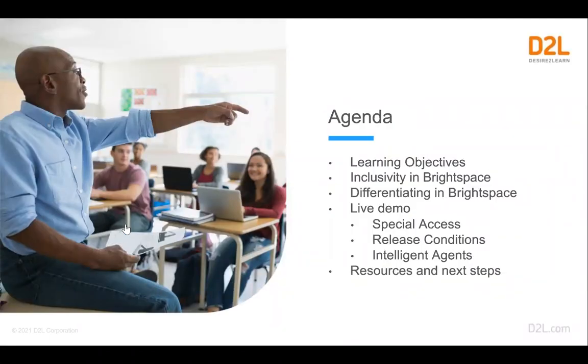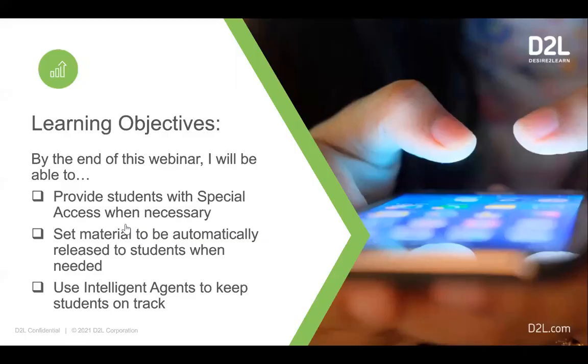Now on the agenda for today, we're going to go through some learning objectives. We're going to talk about inclusivity in Brightspace. We're going to talk about differentiating within Brightspace. And then I'll be giving a little live demo on 3 tools that we feel are really helpful when creating an accessible classroom: special access, release conditions, and intelligent agents. And lastly, I will leave you with some resources and next steps.